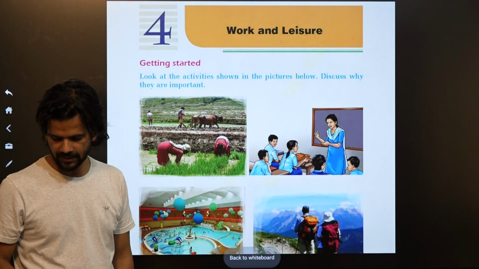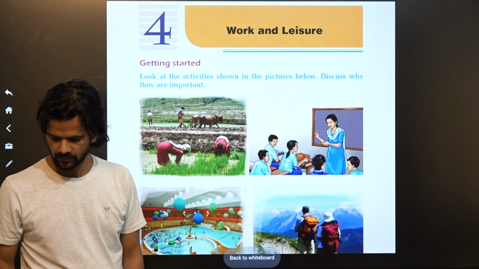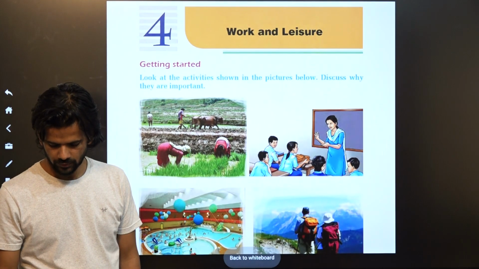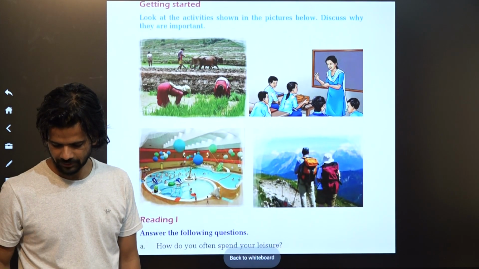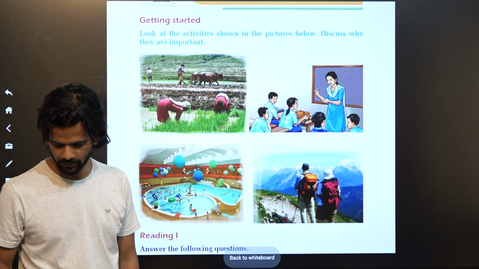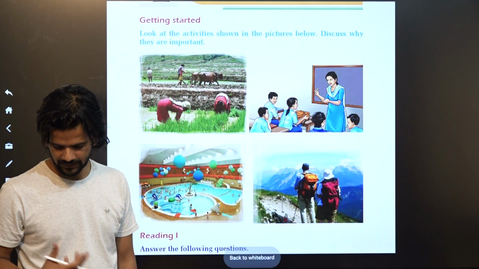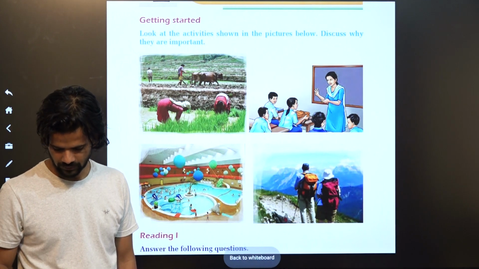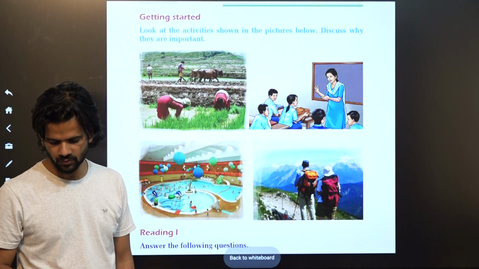Chapter 4, work and leisure, or leisure. You can pronounce it either way. So, let's have a look at these pictures that are given here and let's try to make sense of what people do. What are these activities all about? Look at the activities shown in the pictures below, discuss why they are important.